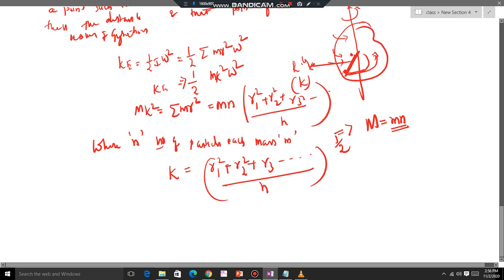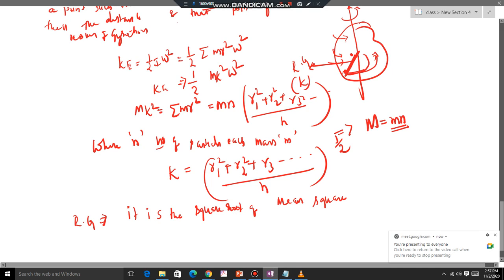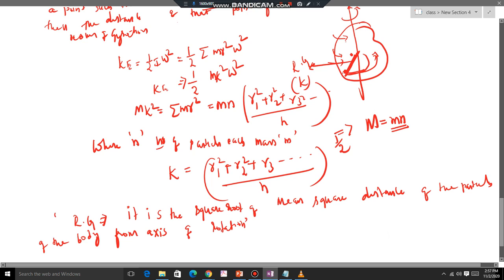Hence I can write the definition of radius of gyration as the square root of the mean square distance of the particles of the body from the axis of rotation.